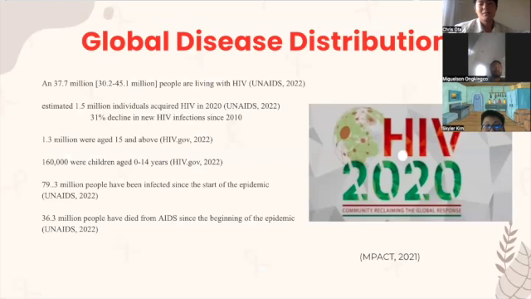Next. Okay, excuse me if it's fast, but because we have 3 minutes left on the clock, I'll just talk about the disease distribution. 37.7 million people were living with AIDS in 2020, with an estimated 1.5 million individuals newly acquiring it. This was a 31% decline in new HIV infections since 2010. 1.3 million of these new HIV cases were aged 15 and above, and 160,000 were children aged 0 to 14. In total, 79.3 million people have been infected since the start of the epidemic, and 36.3 million people have died from AIDS since the beginning of the epidemic.